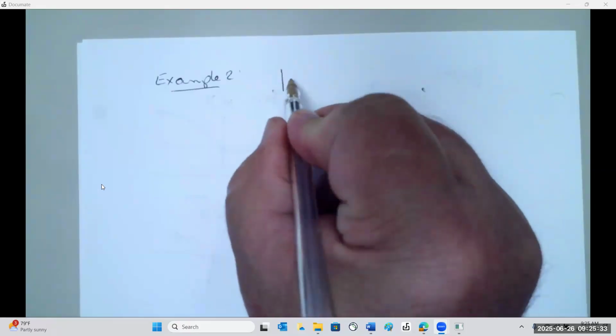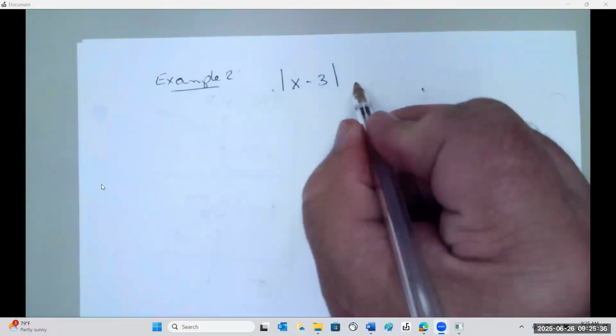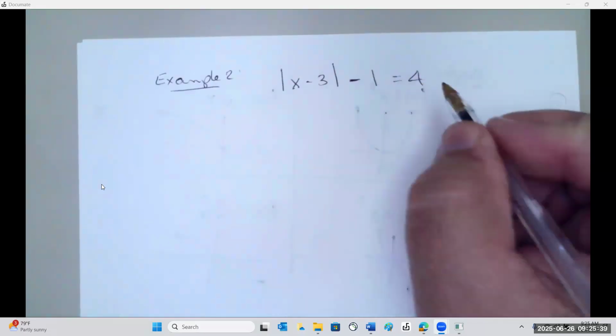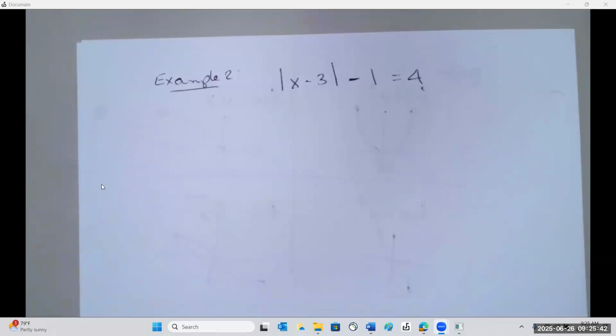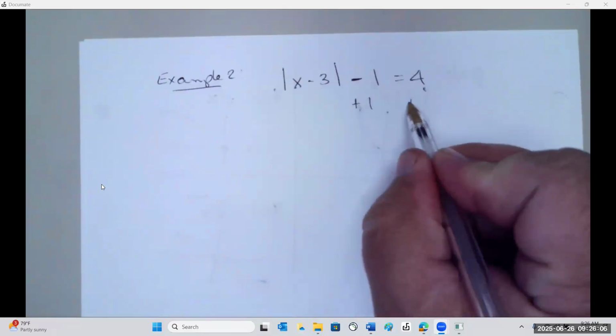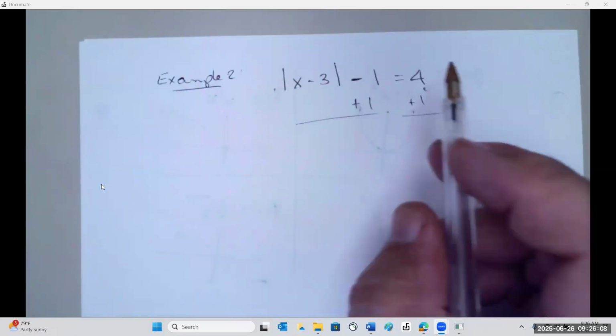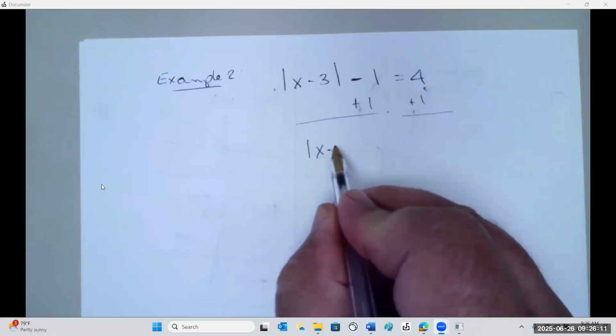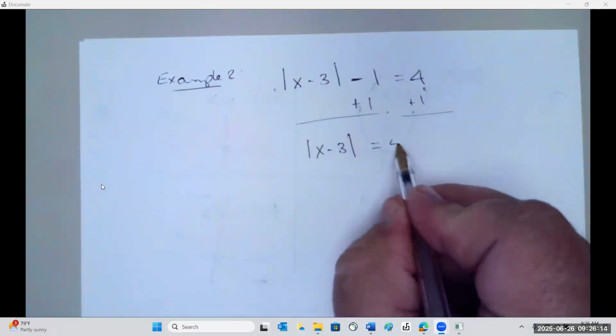The absolute value of x minus 3, minus 1, is equal to 4. It's the same process we did with the square roots last time. So what's my first step? Add one, because we're isolating the absolute value. So we add one to both sides. We have the absolute value of x minus 3 is equal to 5.